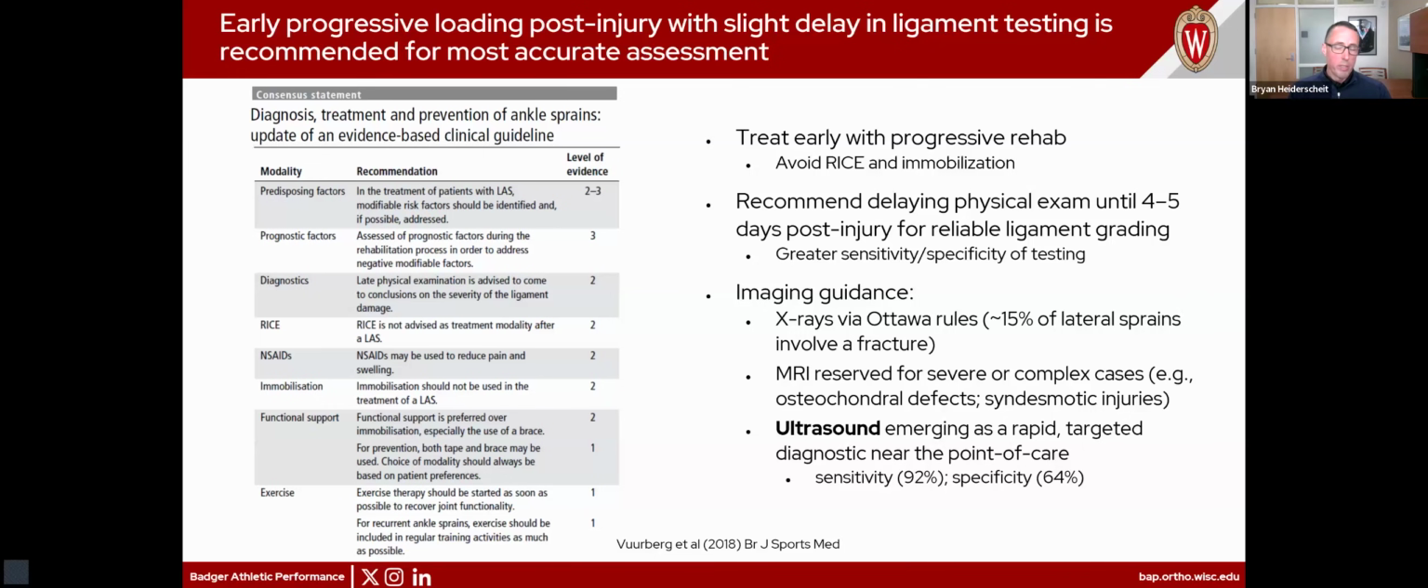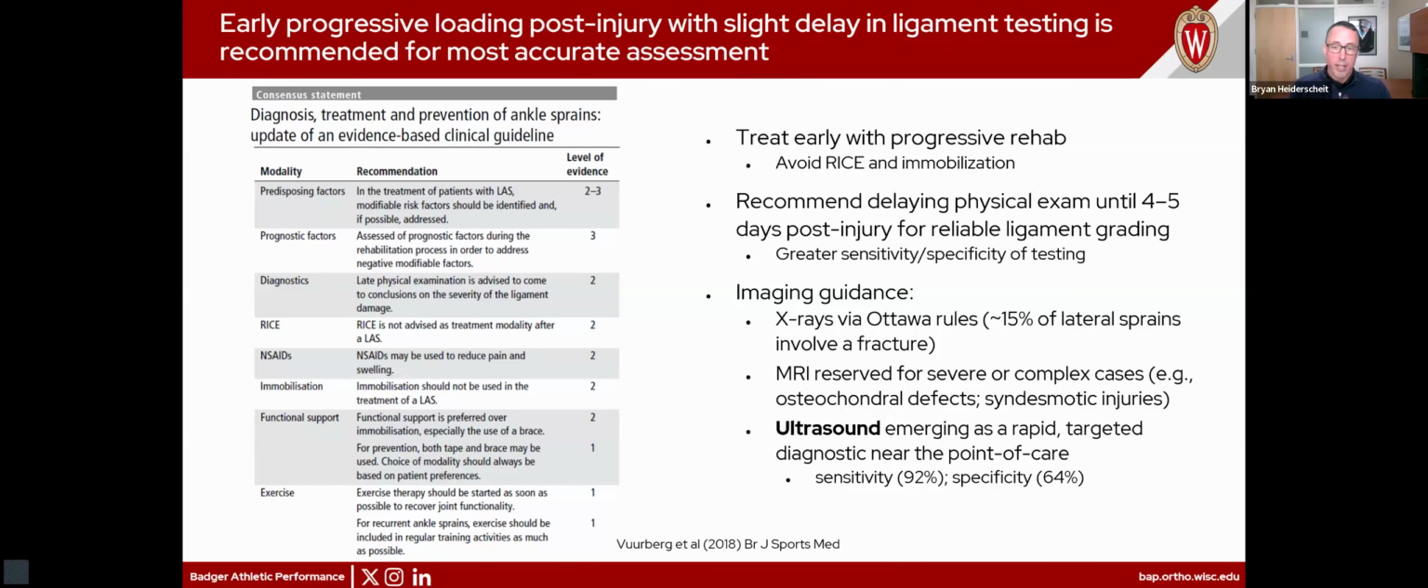But interestingly, there wants to be a little bit of a delay in ligament testing. And again, the idea of trying to test the ligament at the time of injury versus waiting 4 to 5 days post-injury, that little bit of waiting period tends to give a more reliable and accurate assessment of the amount of ligament damage that may have presented. And so the sensitivity, the specificity of your physical exam test, whether it's an anterior drawer, whether it's a reverse anterior drawer, whether it's the tilt test, tends to be better roughly 4 to 5 days post-injury.